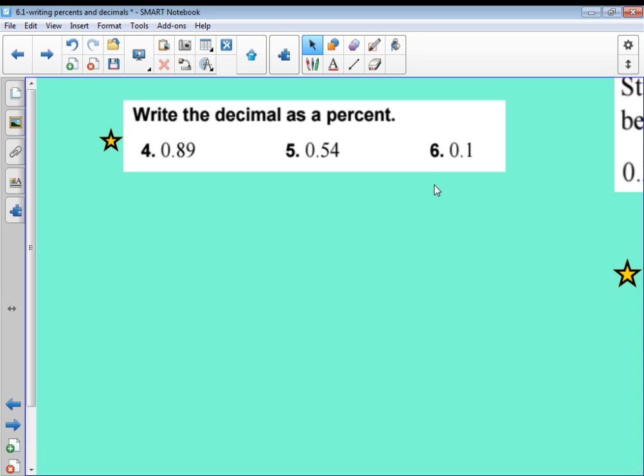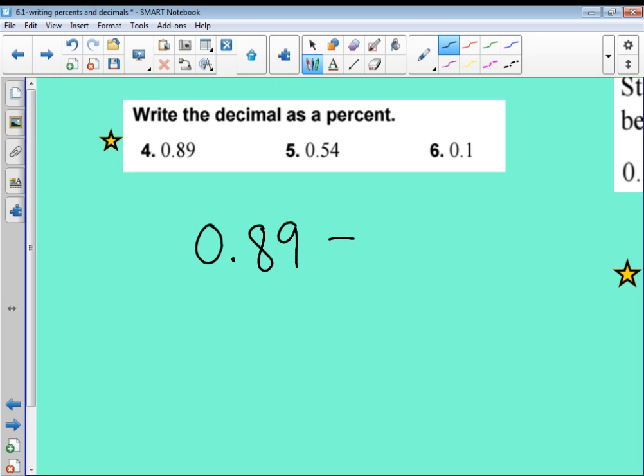All right, so in the previous video we talked about taking percents and making them into decimals. Now, if we are given a decimal and we want to create a percent, we look at this number one, which is 0.89, and it asks us to make that into a percent.